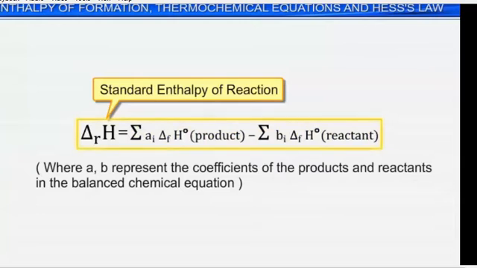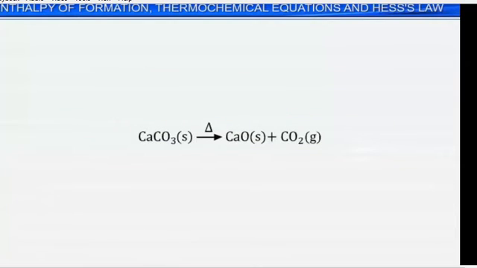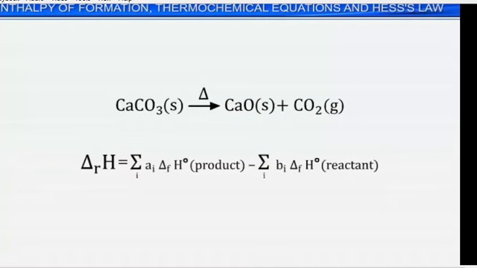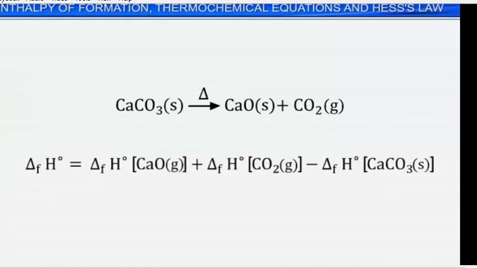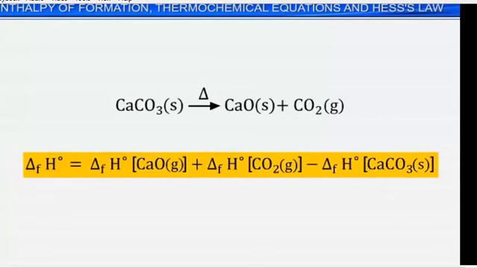Let's say that we have to determine the amount of heat required to decompose calcium carbonate to lime and carbon dioxide, given that all the substances are in their standard state. We can use the formula of standard enthalpy of reaction to determine the enthalpy change of the reaction. Thus, we get enthalpy of reaction equals enthalpy of formation of products, that is, lime and carbon dioxide, minus enthalpy of formation of the reactant, that is, calcium carbonate.